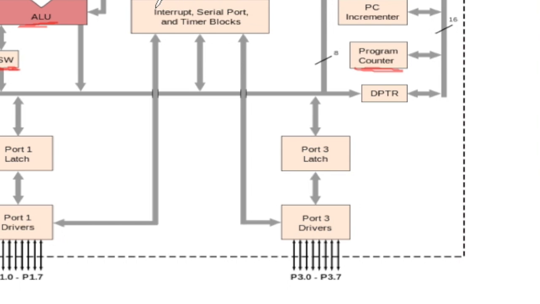This block here handles the interrupts, serial I/O, and timer, and it has been interfaced to the respective ports as shown. Finally, the data pointer is the other 16-bit register that allows you to access different regions of memory within the microcontroller.